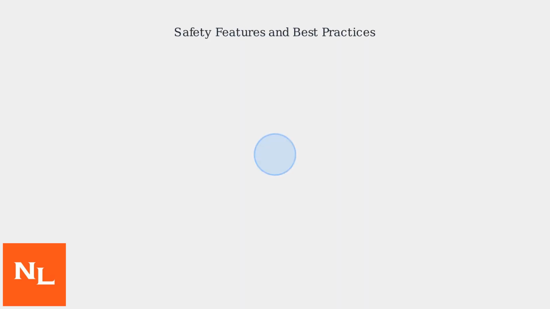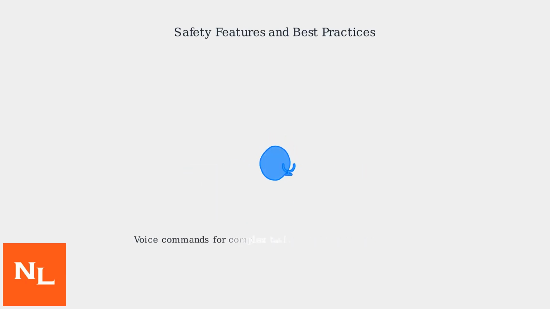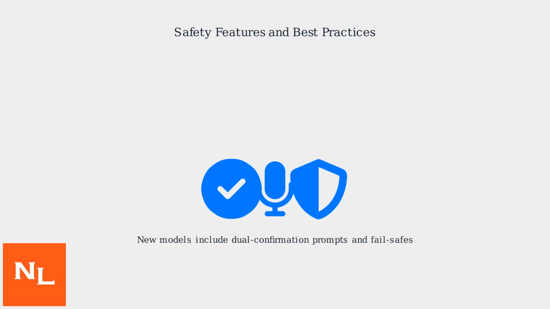Safety features ensure steering wheel buttons support thumb-only operation, promoting hands-free driving. Voice commands are recommended for complex tasks to avoid distracted driving. New models incorporate dual confirmation prompts and fail-safes to prevent unintended menu navigation during acceleration.